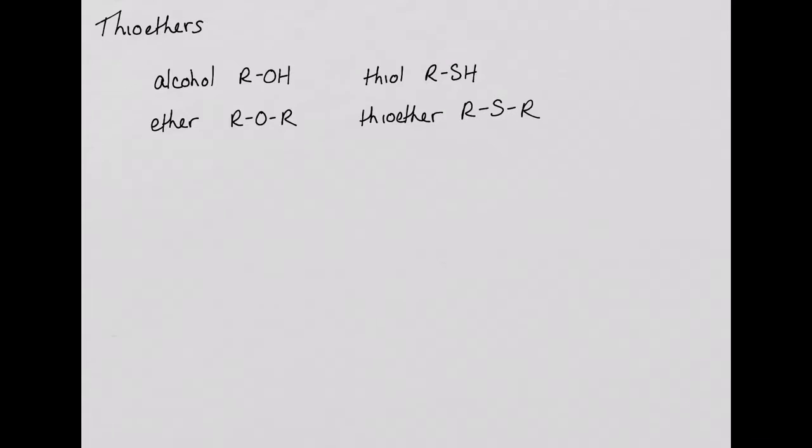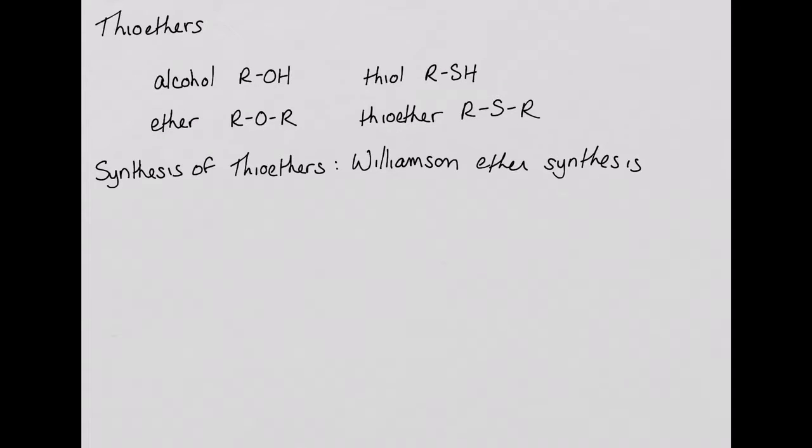Because sulfur and oxygen are in the same column of the periodic table, they react similarly. However, remember that sulfur is larger and less electronegative than oxygen. Therefore, it's a better nucleophile and a worse base. Typically, thioethers are synthesized using the Williamson ether synthesis. This synthesis involves the attack of the thiolate ion on a good electrophile.